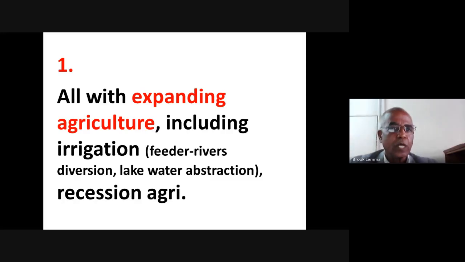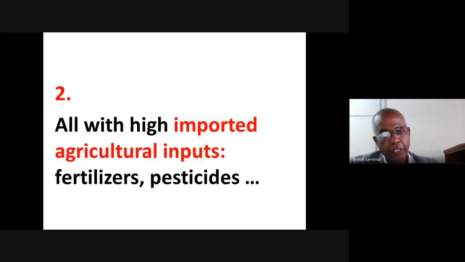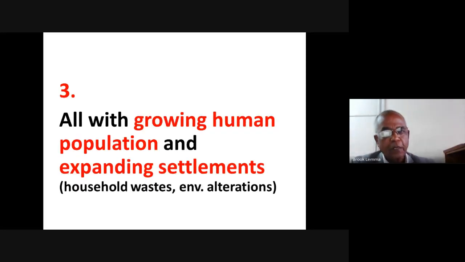Then, as we have seen, in all cases, agriculture is expanding, irrigation is expanding, and when the rainy season stops and the dry season comes, the water regresses. Then farmers in all cases follow the water shore and do their agriculture, where silt very easily flows into the water system, carrying with it the nutrients applied to the farm soil. All with high imported agricultural inputs, fertilizers, pesticides, whatever. All with growing human populations and expanding settlements.